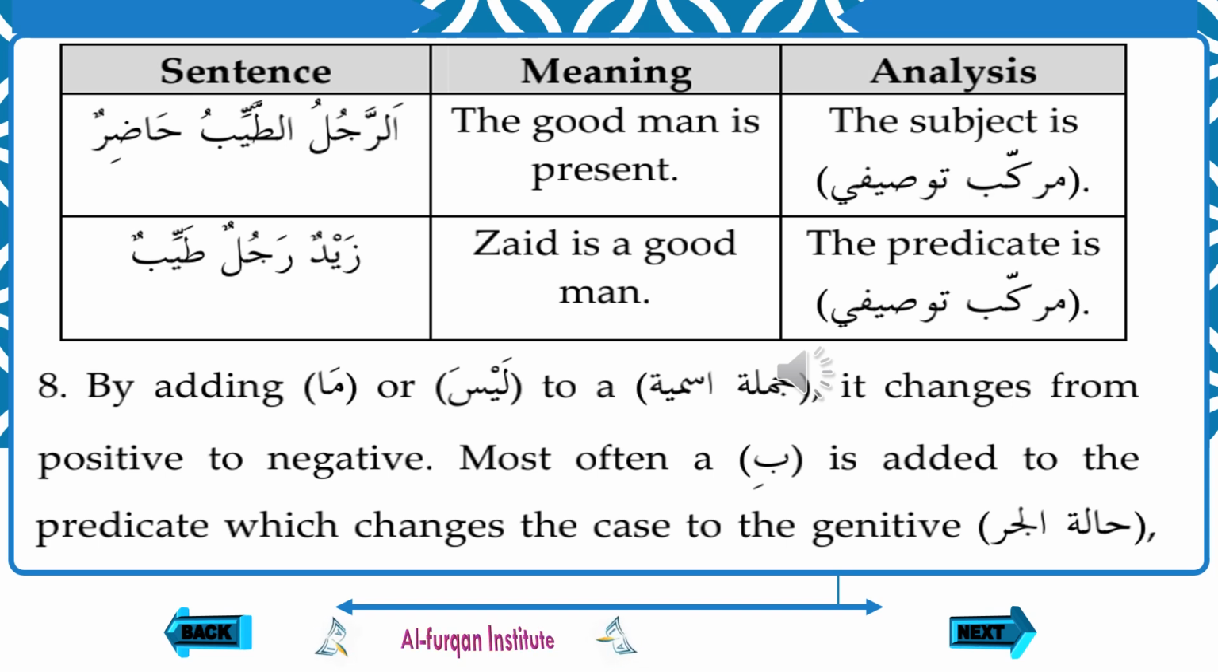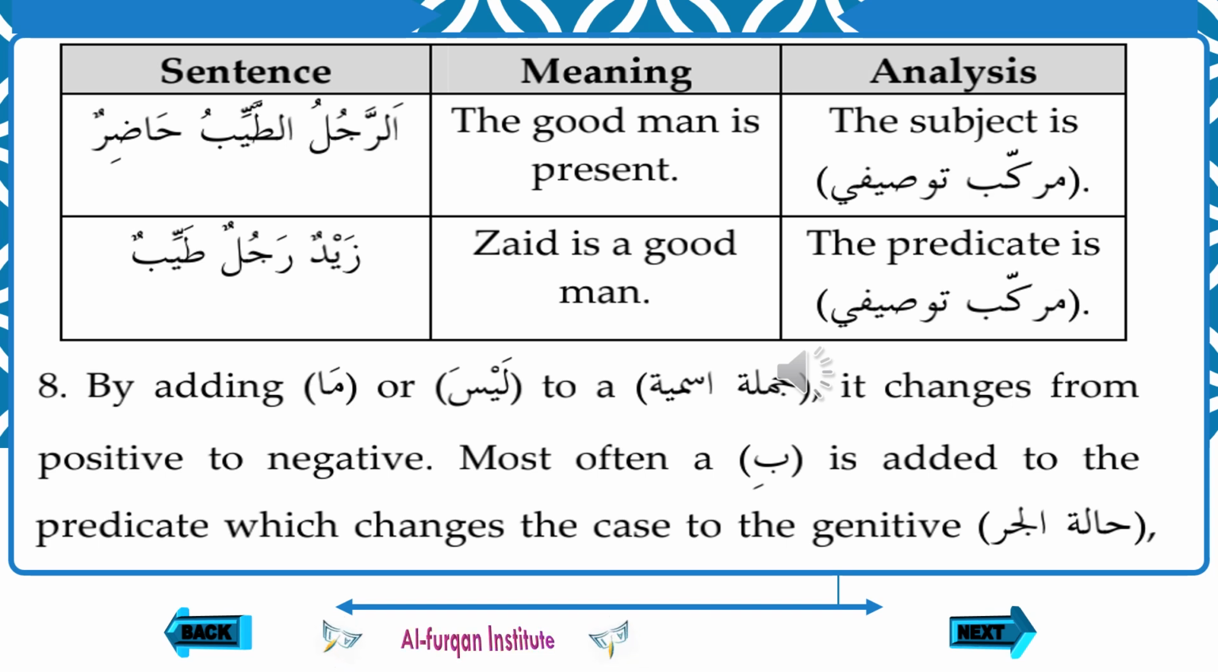So the first one, al-bintu al-zakiyatu najiha, the subject is murakkabun tawsifiyun, whereas in Muhammadun talibun mujtahidun, the predicate is talibun mujtahidun, that is, a diligent student. So Muhammad is a diligent student. So the predicate here is murakkabun tawsifiyun. So Zainabu talibatun fadila. Zainabu talibatun fadila. So the predicate here is murakkabun tawsifiyun.